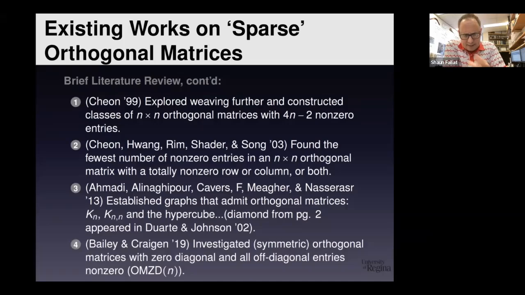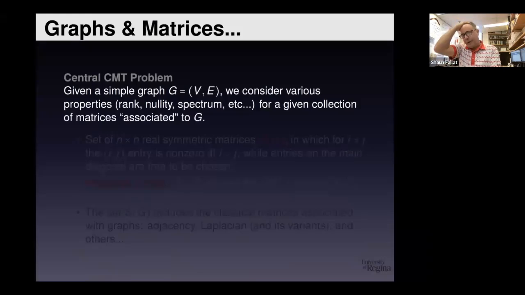So the next and last thing that I'll mention is that there's this nice note by Bailey and Cragen again. So this is Rob Bailey and Rob Cragen, where they actually investigated, in this case, symmetric orthogonal matrices, where they required the main diagonal entries to be 0 and all the off-diagonal entries to be non-zero. And they referred to this class as OMZD. And among many things, they proved for what values of n such OMZD matrices exist. So that was kind of a crash course, if you will, just on people worried about patterns of orthogonal matrices.